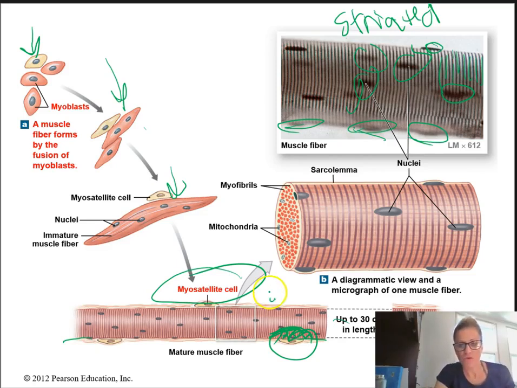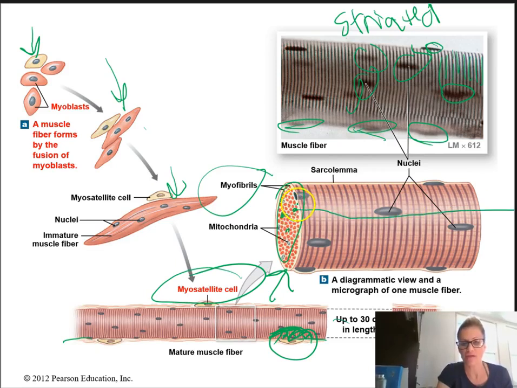If you look here at this one where it's blown up a little bit bigger, you'll see inside, it's made up of a bunch of long, what are called myofibrils. They're long strands of protein. So each of these red dots over here is showing you the end of a long strand of protein. So this is just made up of tons and tons and tons of myofibrils.